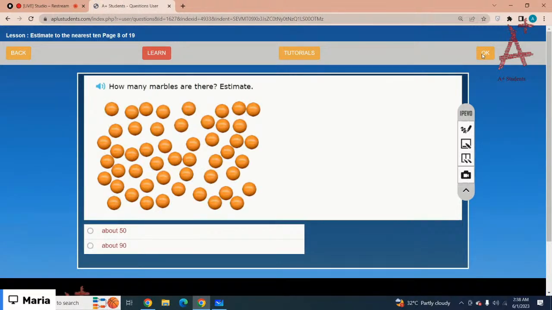How many marbles are there? About 50 or about 90? Yes, they are about 50, not about 90. Got it?